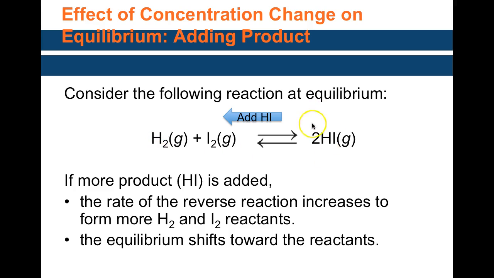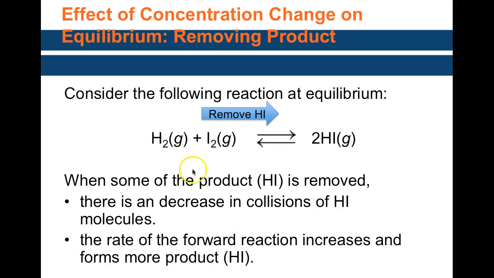If you add HI, also it makes it go in the reverse direction, all right? Because you've added too much of it, too much product, so it has to break down and form the reactants, okay? So it's the opposite. If you remove the HI, so if you remove some of the product as it forms, then again you're creating a void that needs to be filled up with more product, and so more of the reactants will break down, so it will go forward.